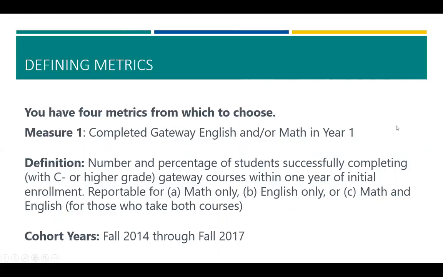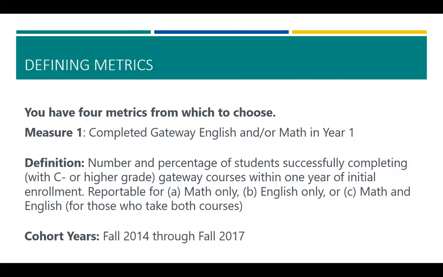This is considered one category, so saying that you're going to report on math only and English only doesn't count as your 2 metrics. You can report on as many within this category as you feel is applicable, but this counts as one of your measures, even if you report on all of those subcategories. And just for absolute clarity, when we refer to gateway courses, we're talking about college-level courses.